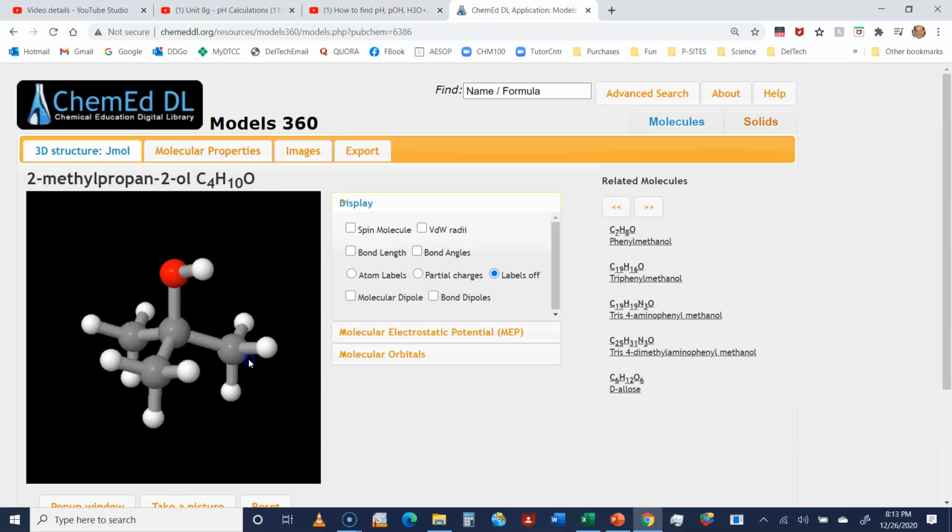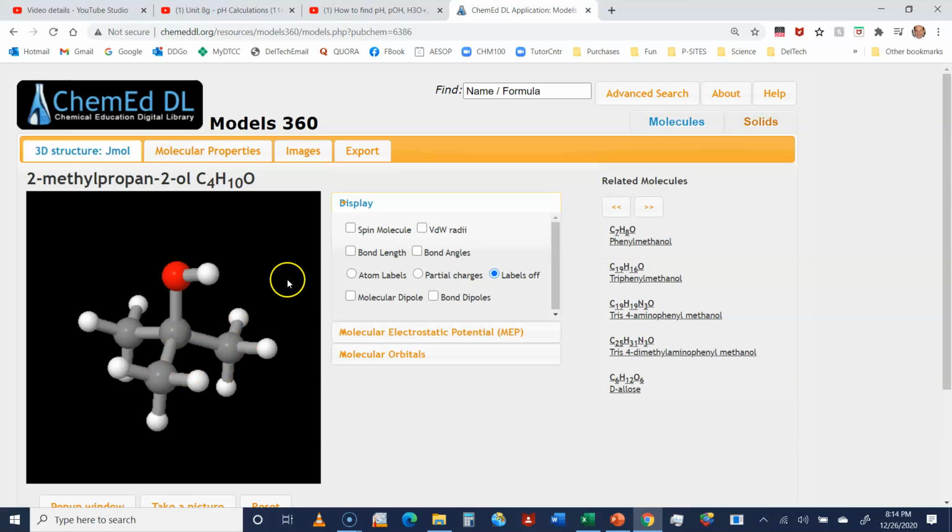You can see this molecule. I'm rotating it so you can see all the carbons. It has a central carbon with an OH group. That means it's an alcohol. And that central alcohol group on that central carbon also has 3 other methyl groups on it, 3 other carbons. So you can say that this is an alcohol.